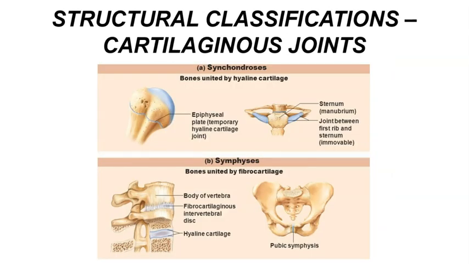The next type of structural classification is the cartilaginous joints. These joints are formed from either hyaline cartilage or fibrocartilage. The hyaline cartilage joints are called synchondroses and include things like the epiphyseal plates found in the long bones, as well as the joints between things like the sternum and the ribs. The fibrocartilage joints are called the symphyses and include the intervertebral discs and the pubic symphysis.